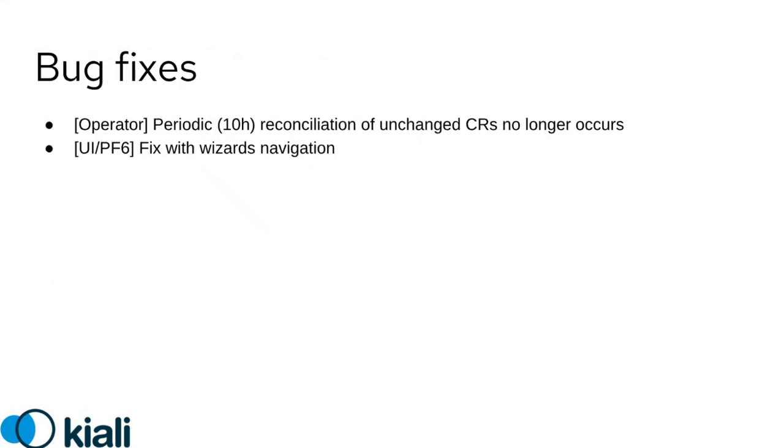Related to bug fixes, there is a fix for an issue in the operator with the root cause of setting the reconcile period to 0 seconds, which was not defined in the Ansible operator SDK, and fell back to the default of 10 hours, which is not happening anymore. And there is a fix for the wizard's navigation after the PatternFly 6 migration.